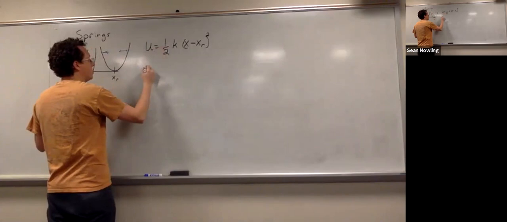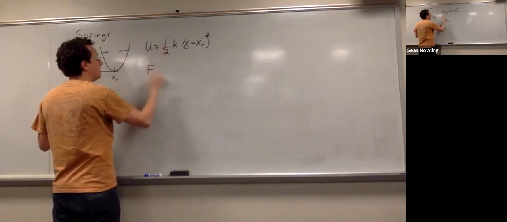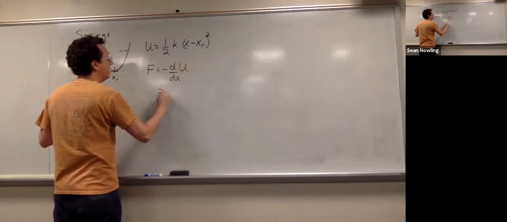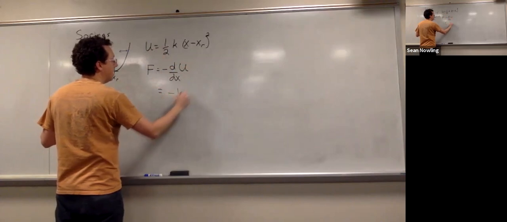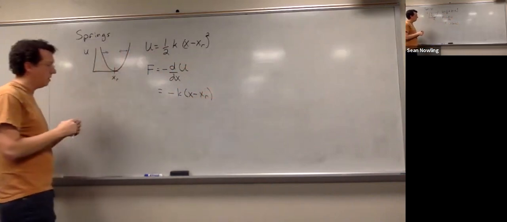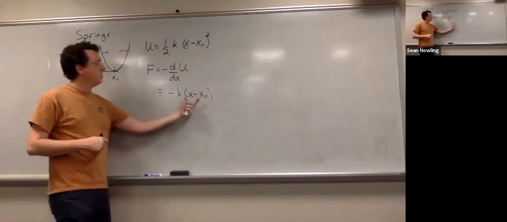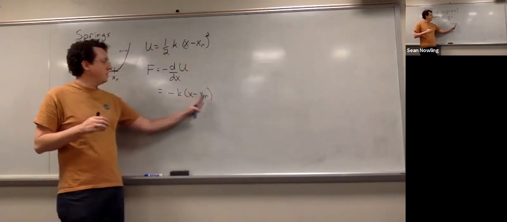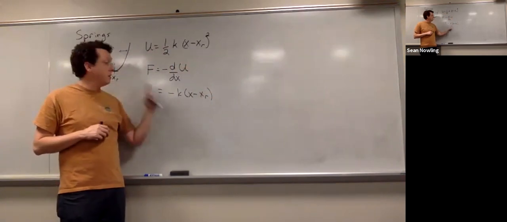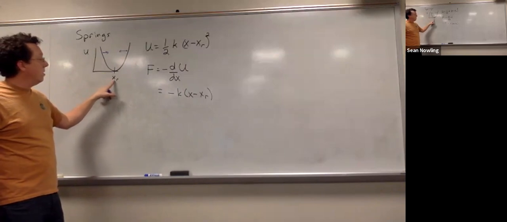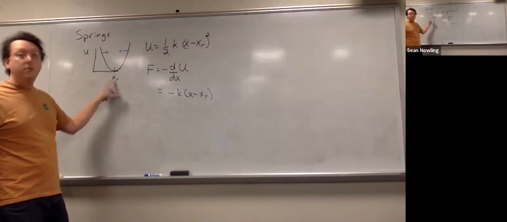The force corresponding to this is going to be minus the derivative with respect to x acting on U, and that's simply equal to minus k times (x minus x reference). So this force grows linearly with distance. The farther away from the reference position you are, the force is going to grow linearly. The force is 0 at equilibrium, at the reference point. That's by construction.